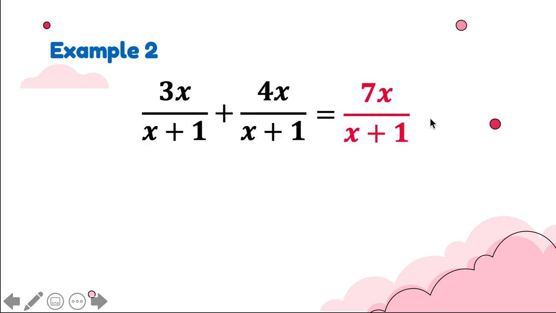As you can see here, this will be your final answer because you cannot factor any polynomials anymore. At the same time, they don't have any common factor. So this will now be your final answer.